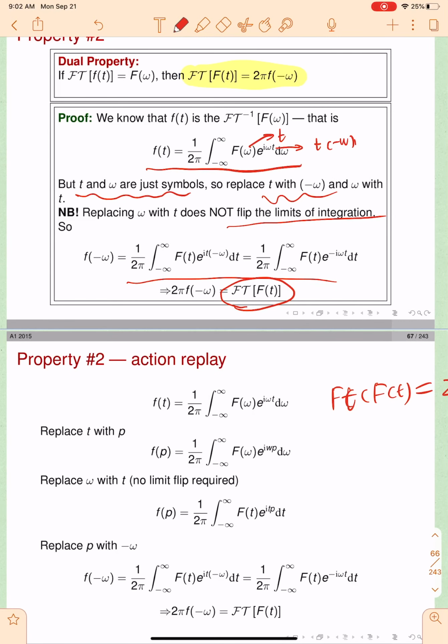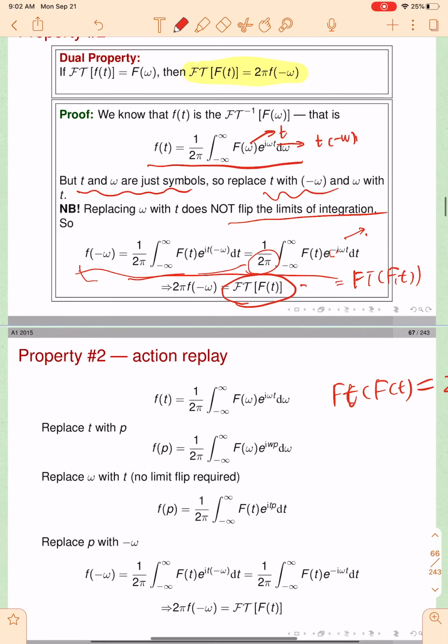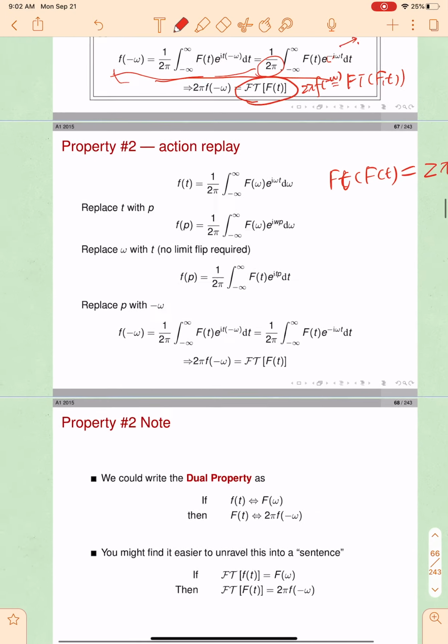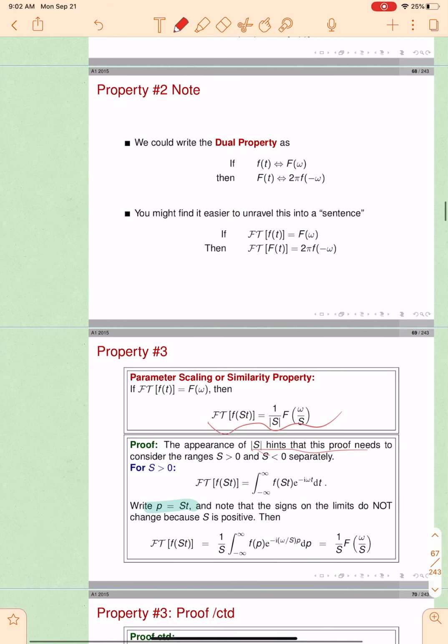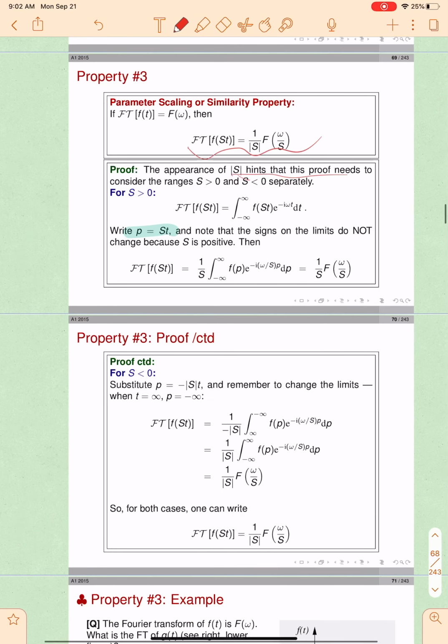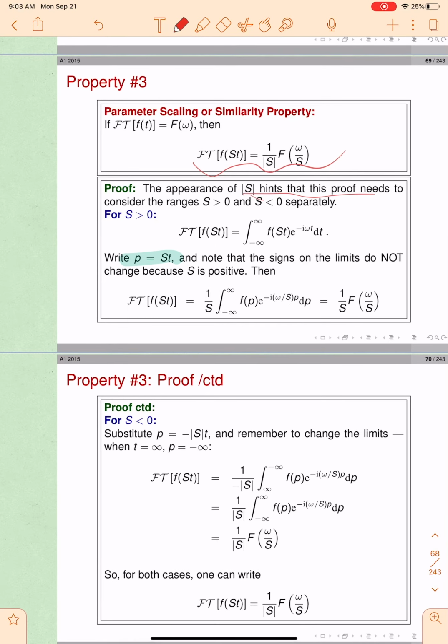Note this is not an inverse Fourier transform because we have a minus sign here. So you multiply it to the left. On the right, you are just left with a Fourier transform of f(t). And on the left, because you multiply by 2 pi, it will become 2 pi f(minus omega). Property 2, we just talk about this one and come to property 3.